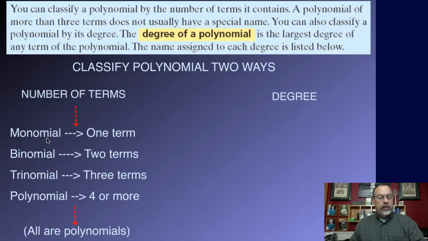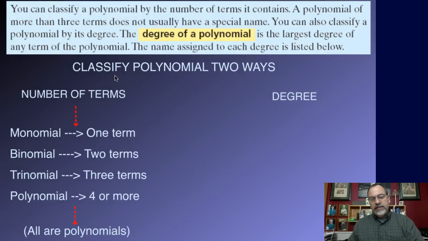So a one-term polynomial is called a monomial, mono meaning one. Binomial, bi means 2, so a binomial would be a polynomial of 2 terms. Trinomial, tri meaning 3, this would be a polynomial of 3 terms. And again, anything over 3, we're just going to call a polynomial. So again, all of these are polynomials. These are just specific terms that are applied to those polynomials that have these specific numbers of terms.